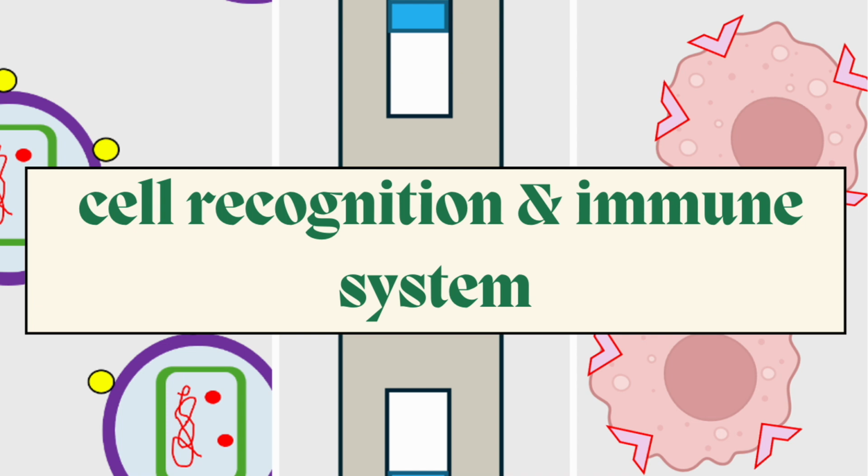So today I'm going to be telling you everything you need to know for the Cell Recognition and Immune System chapter of AQA A Level Biology. The timeline's in the description, so if there's a particular part you're stuck on, feel free to just skip to there. I'm going to be starting with what a lot of this chapter revolves around, which is antigens.